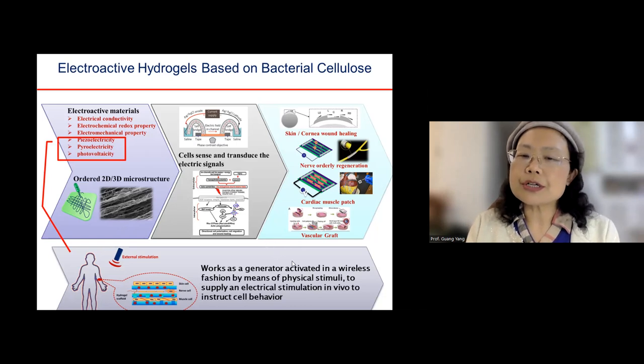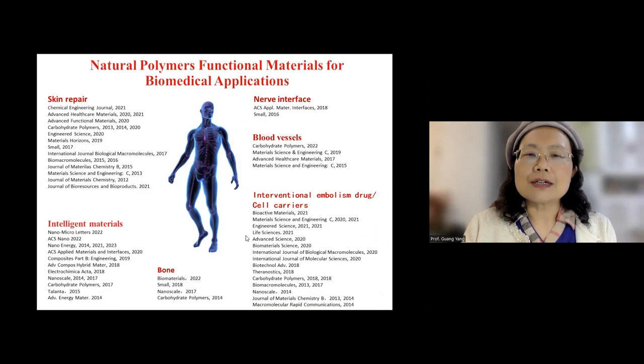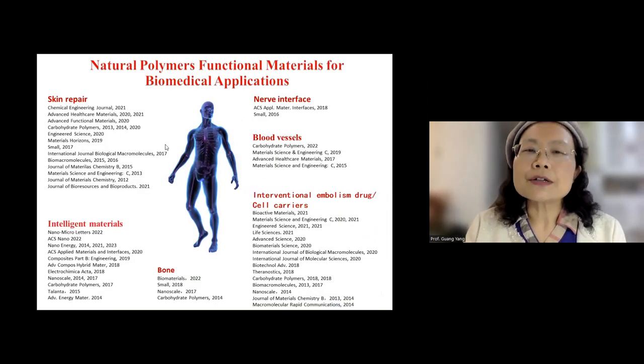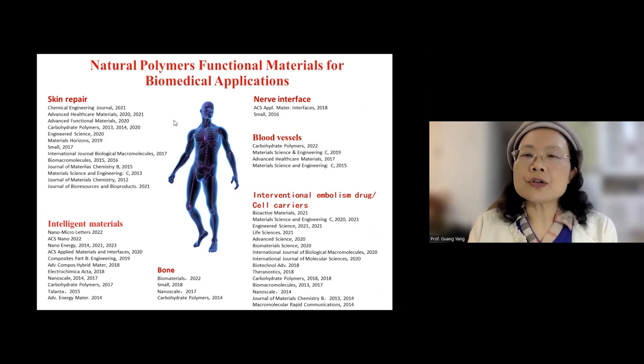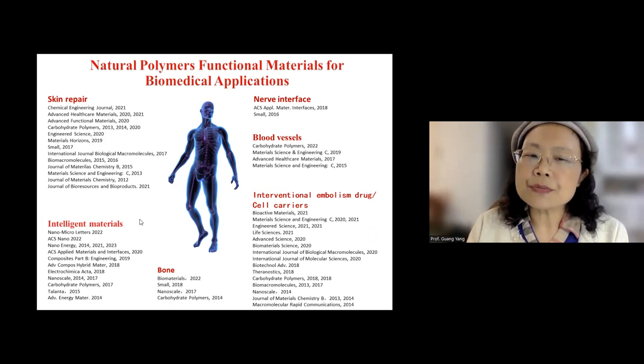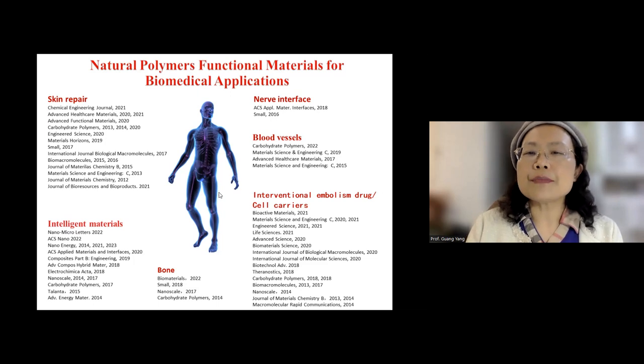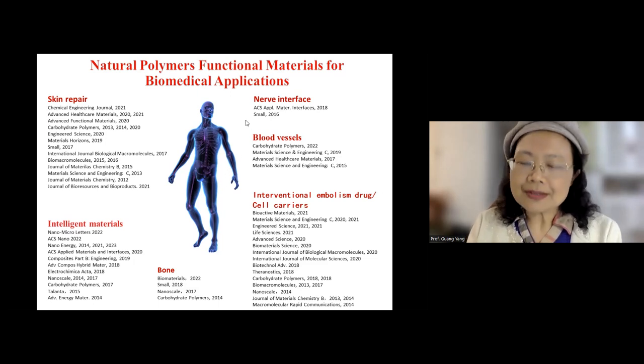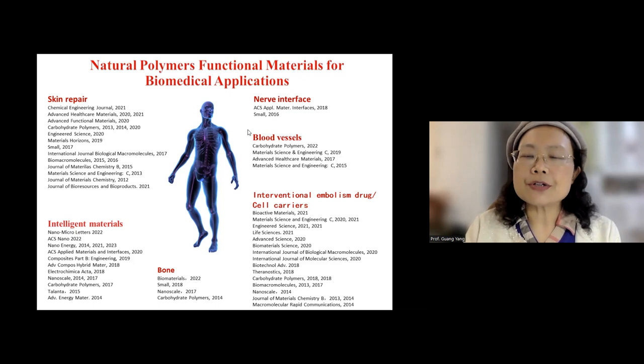But this work, as a kind of generator, achieves a wireless device of the machines. So we use natural polymers, and also can use the bacterial cellulose, to apply for skin repairing, for intelligent materials, and also for nerve interfaces and blood vessels, and also for bone and other applications.